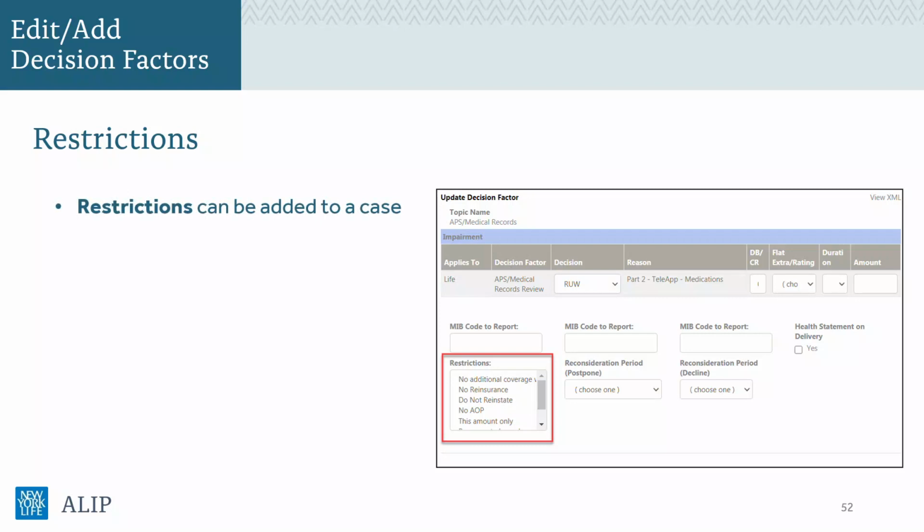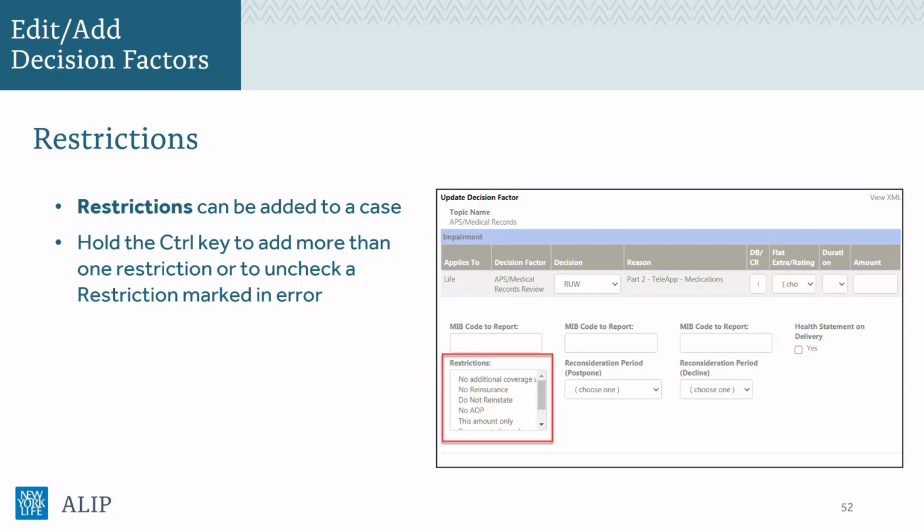Also in this section is a menu of restrictions which can be added to a policy being decisioned. Choices include no additional coverage without additional requirements, no reinsurance, do not reinstate, no AOP, this amount only, permanent plan only, and no future coverage at this rate.